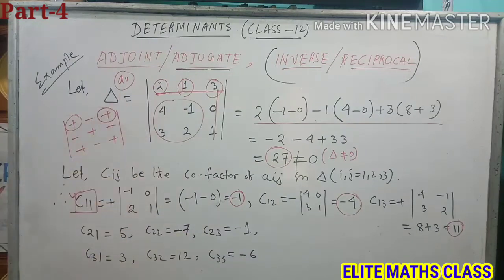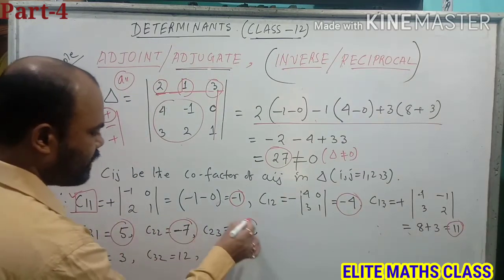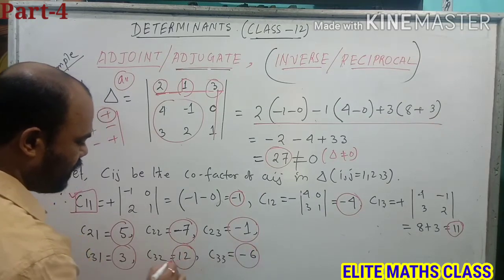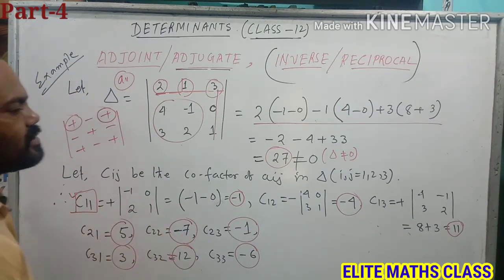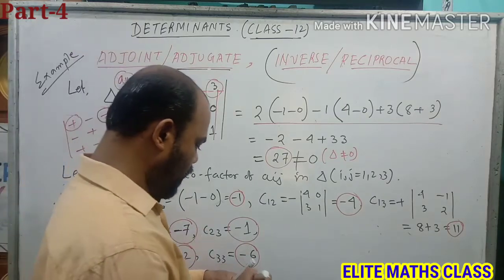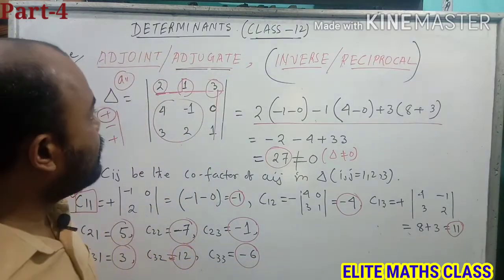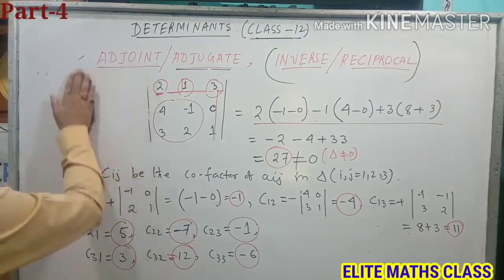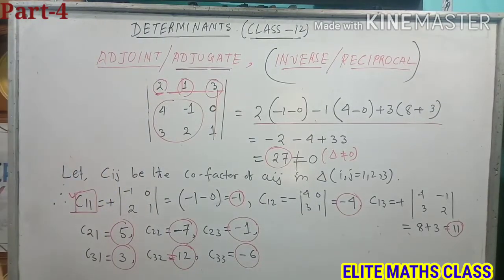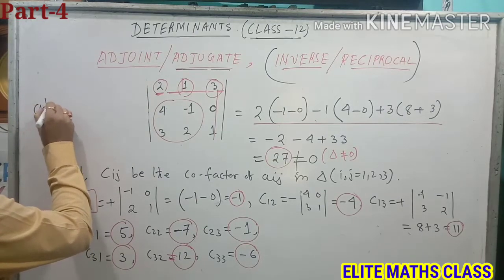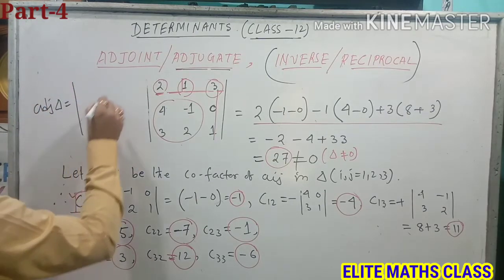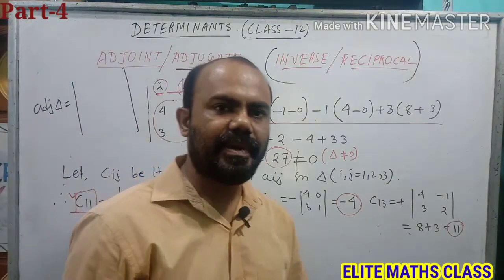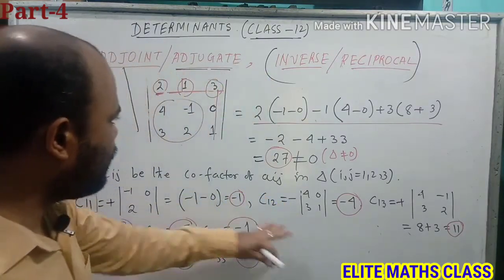In a similar way, these are the cofactors of the other elements. Exactly in this way you find all the values. So all the cofactors we have found. Now what was the definition of adjoint or adjugate? See here, adjoint. Now first we are finding the adjoint of del. The definition of the adjoint of a determinant is just to replace every element by its cofactor. Here we have all the cofactors.